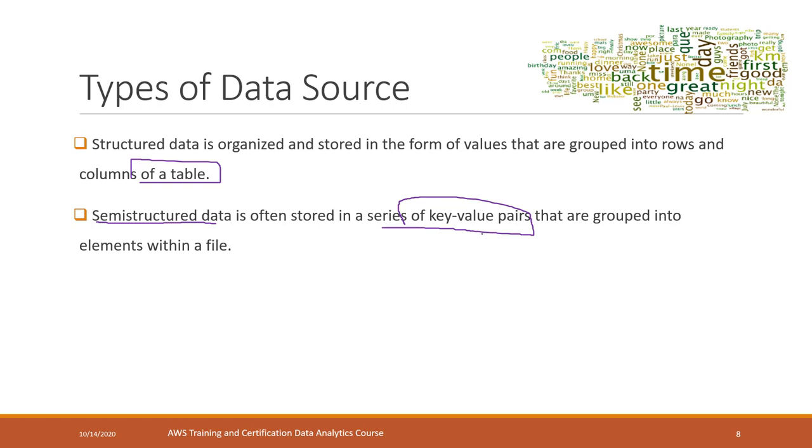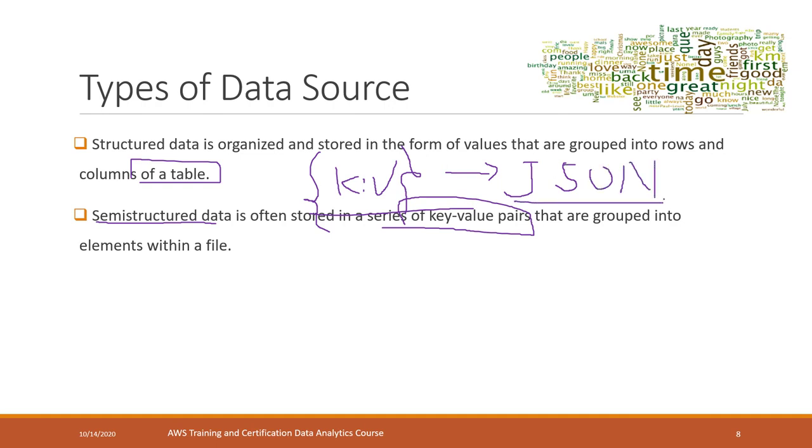One example you can imagine is the dictionary in Python, where we have key, colon, value pairs saved in curly brackets. And nowadays we have a more famous data format called JSON. JSON format is another very popular data format. So that is semi-structured data.